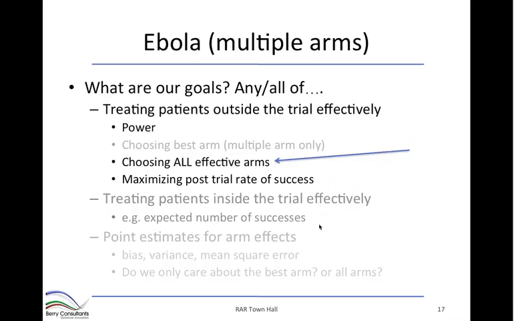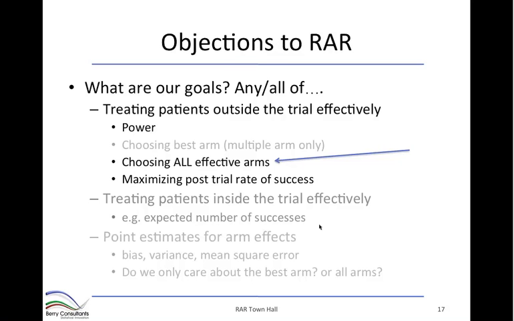We've also done some work in antibiotics, and I just want to emphasize this may be a setting where choosing the best arm may not be your only goal. Choosing all effective arms may be an important aspect of it. The reason is that after the best arm gets out there, drugs may develop resistance. Having a backup second and third best option, it's important to know what works and what doesn't among all the arms. So all of these trials can have different goals.